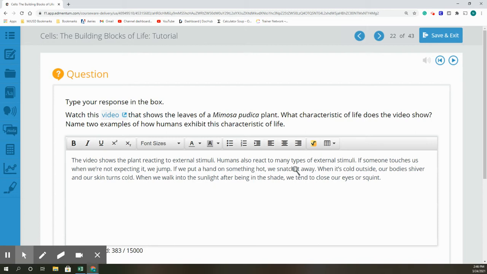Humans also react to many types of external stimuli. If someone touches us when we're not expecting it, we jump. If we put a hand on something hot, we snatch it away. When it's cold outside, our bodies shiver and our skin turns cold. When we walk into the sunlight after being in the shade, we tend to close our eyes or squint.